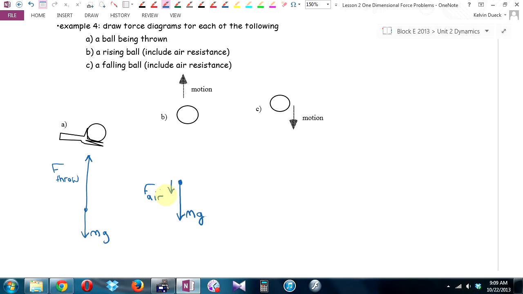What about on the way down? What are the forces acting on it? Get the obvious one. What else? Which way would air resistance be acting this time? Okay.